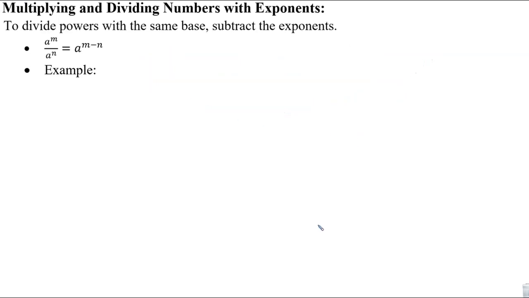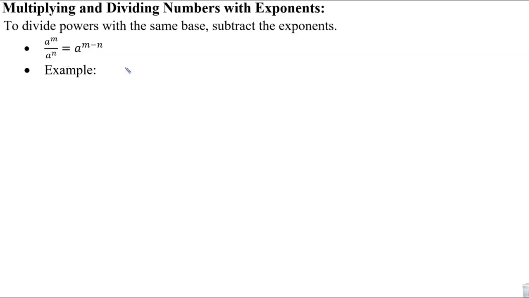Now we have a similar rule for division. To divide powers with the same base, subtract the exponents. So if I have a to the m divided by a to the n, where once again a is my same base, my result will just be a, that same base, to the m minus n, the top exponent minus the bottom exponent.